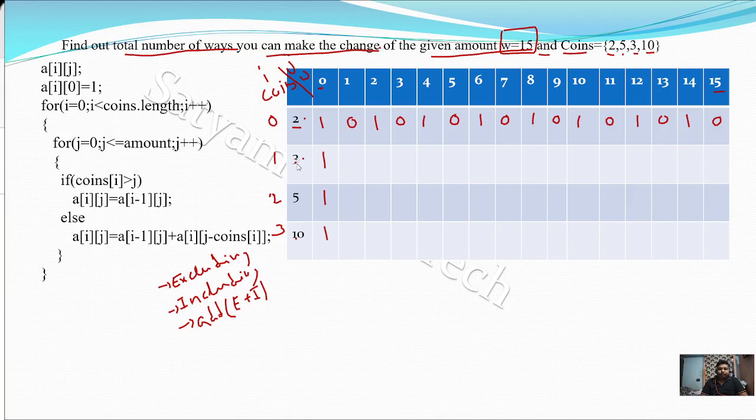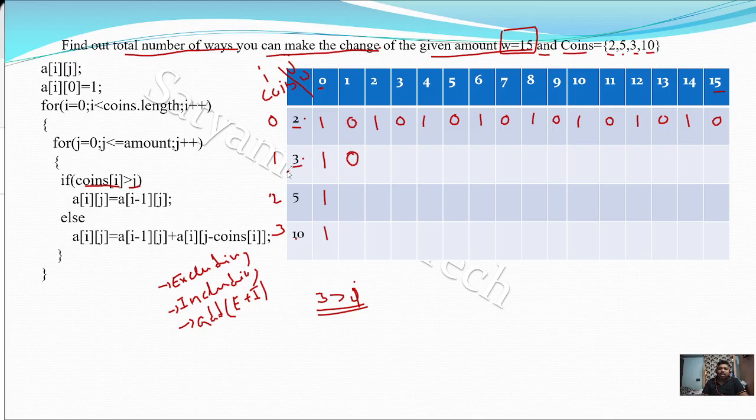Now we can see, the next coin is 3. So you check whether coins of i is greater than j. Coins of i means coins of 1, and the coin of 1 is 3. So 3 greater than j. Whenever this condition is true, the value in the previous row will be copied here. Okay, the same value you can copy. Here you can see j value is 1, so 3 is greater than 1, the condition is true. So the previous value you can take.